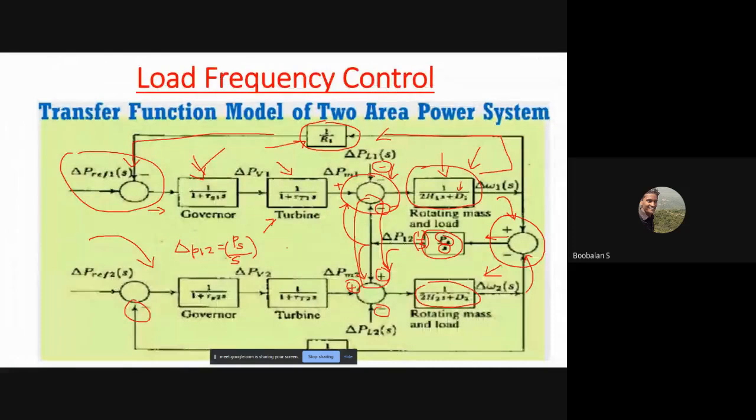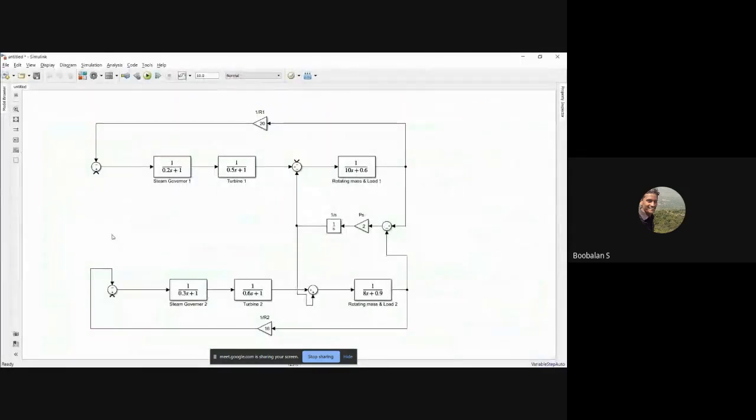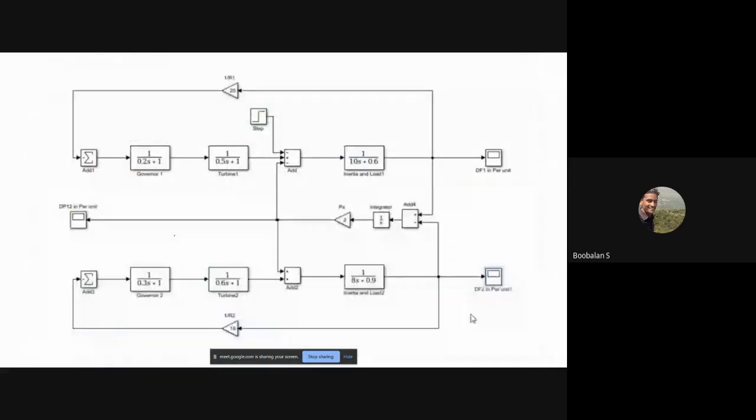So now we finish off the two area systems, right? The tie line connects them. So this was a tie line connection. We just finished it off, and now it's time to run my systems, right? So this is what I already finished earlier, right?